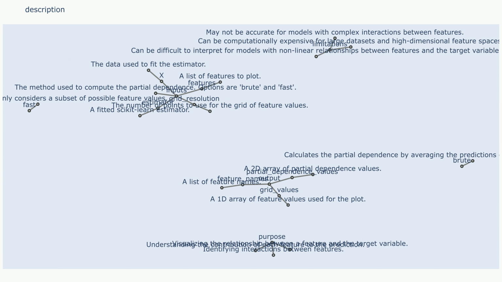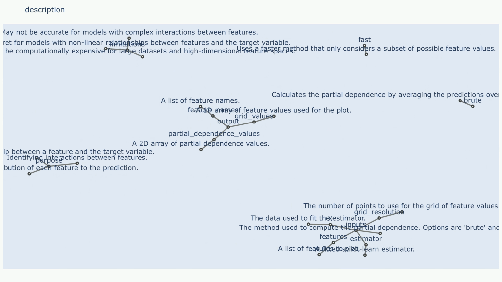7. Conclusion. Partial dependence plots are a valuable tool for understanding and interpreting machine learning models. By visualizing the marginal effects of features, they provide insights into the model's behavior, highlight influential variables, and aid in identifying potential model issues.